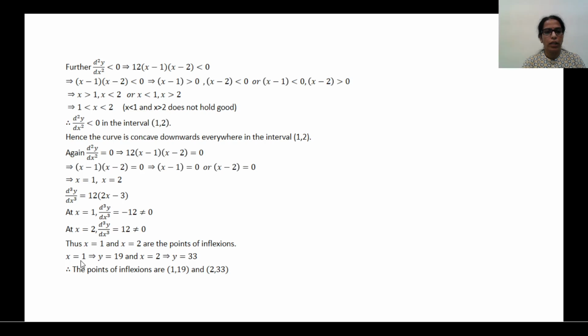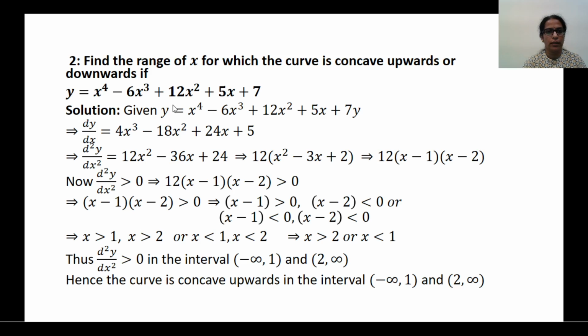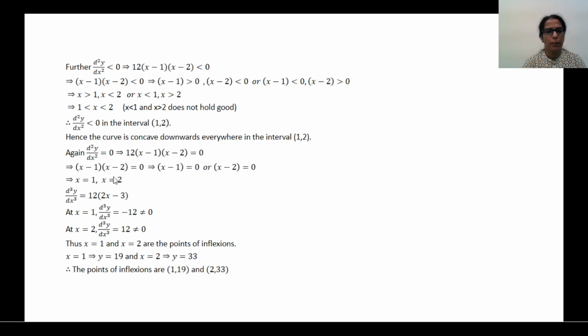Okay. So, if x equal to 1, what is the value of y from the function? So, it is 19. And if x equal to 2, what is the value of y? It's 33. So, how you are going to get that value? By substituting the value of x here. Right. So, therefore, the points of inflection are (1, 19) and (2, 33).